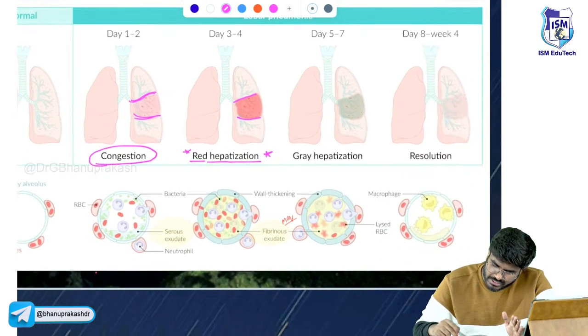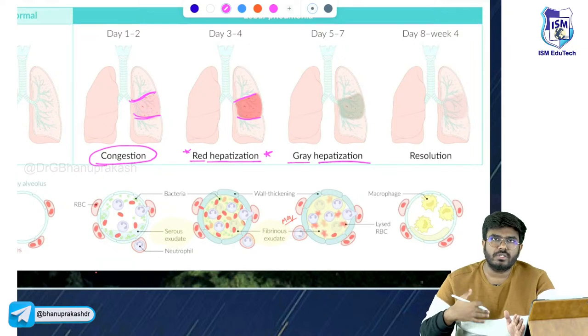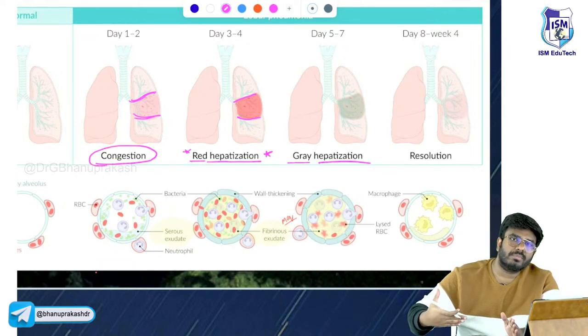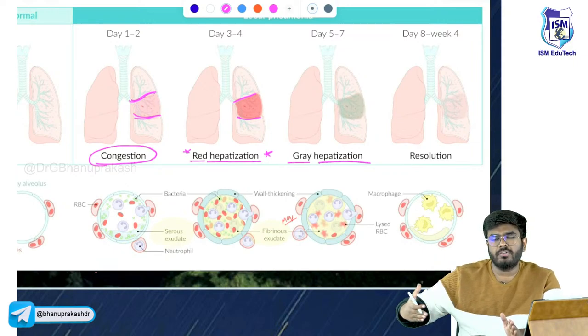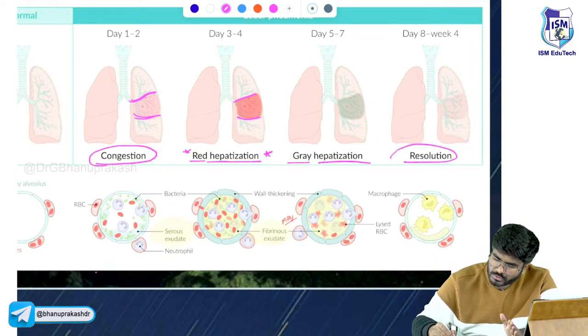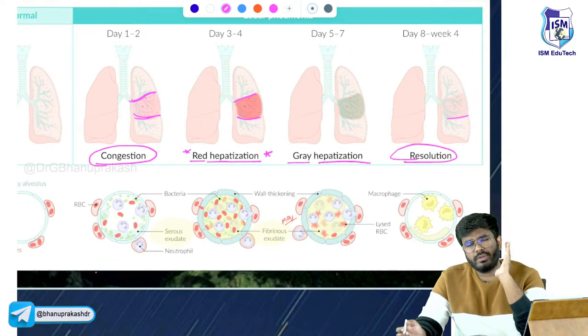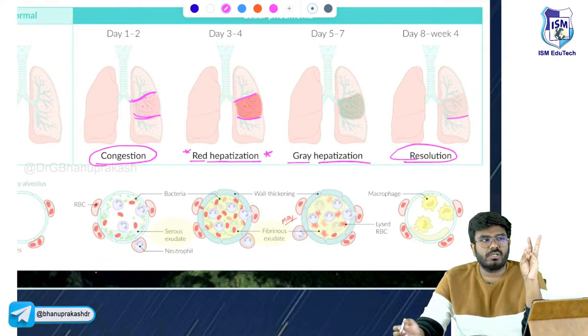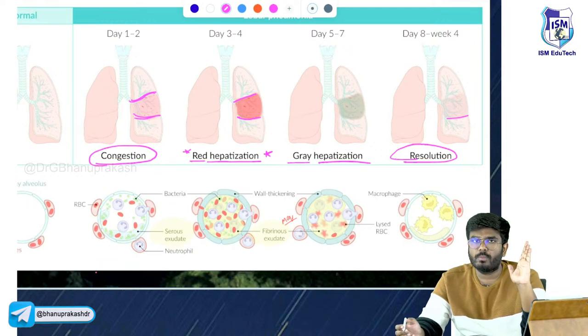Next, gray hepatization. Now, the immune system is good. So, now what happens is the immune system is going to do something so that from red hepatization, you are going to gray hepatization, finally resolution, becoming normal. In your exam, what they will ask you is what is the sequence? Congestion, red hepatization, gray hepatization and resolution. These are the sequence of events that happen in lobar pneumonia.